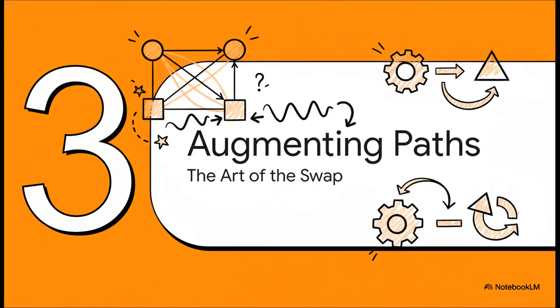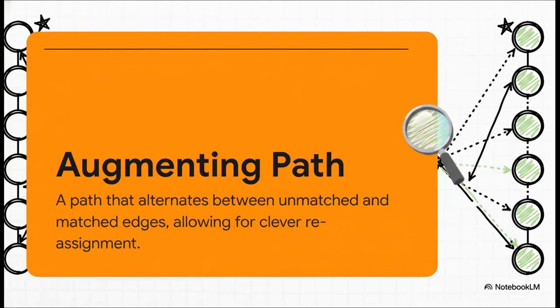So, if the greedy approach is a no-go, what's the better way? Well, it involves this clever and almost counterintuitive technique for improving a matching we already have. It is all about the art of the swap. The key tool here is something called an augmenting path. Now, I know, it sounds technical, but the idea is actually pretty simple.